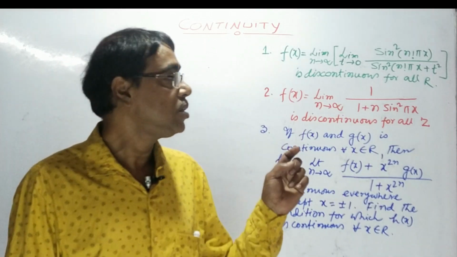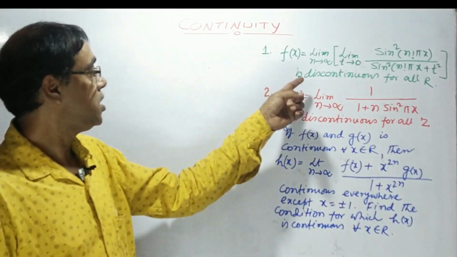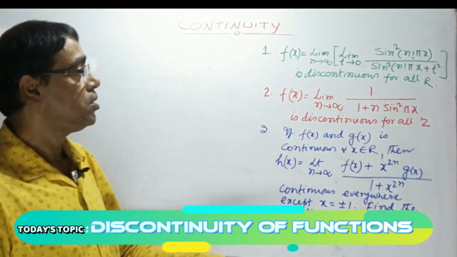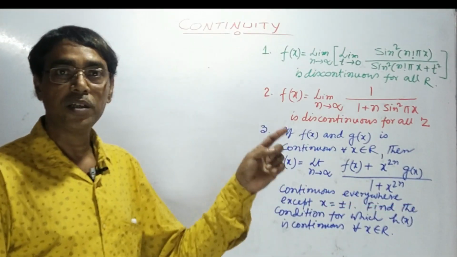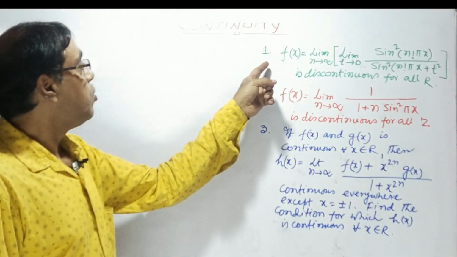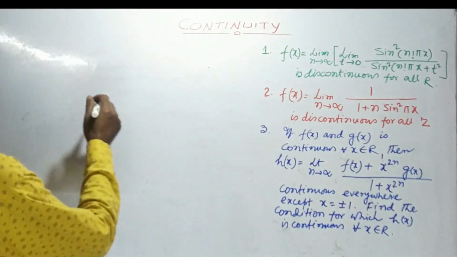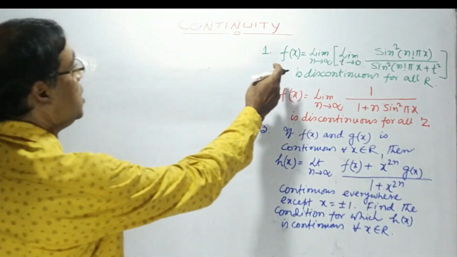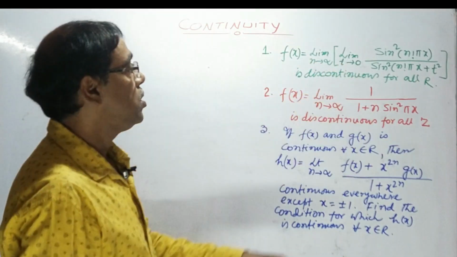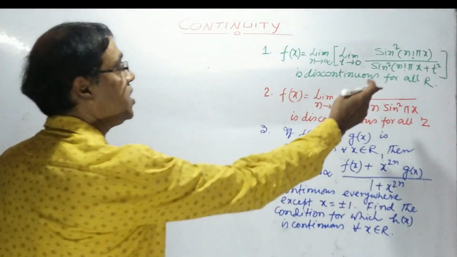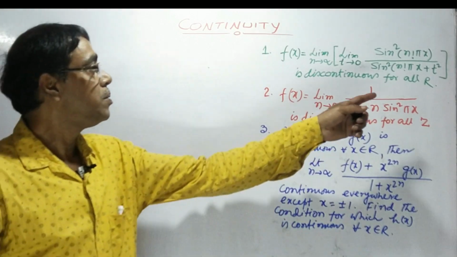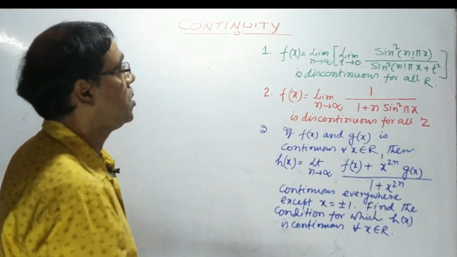Today I am going to discuss three problems on continuity and discontinuity. It is a very important part of calculus. Now, problem number 1: f(x) equals limit n tends to infinity, limit t tends to 0, sin square (n factorial pi x) divided by (sin square (n factorial pi x) plus t square).